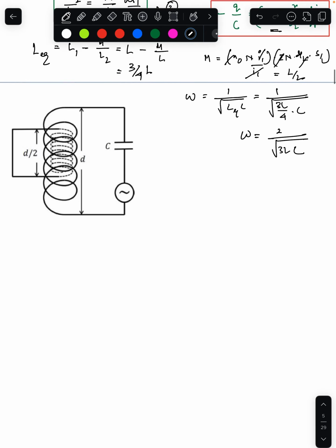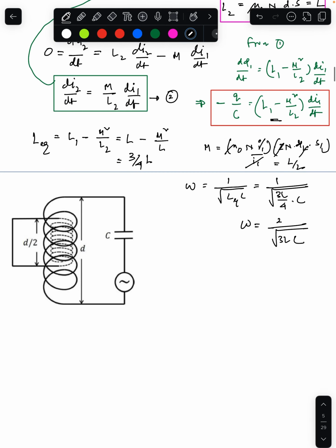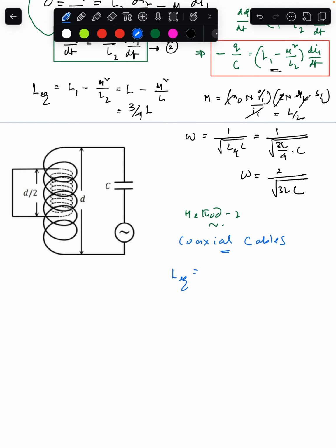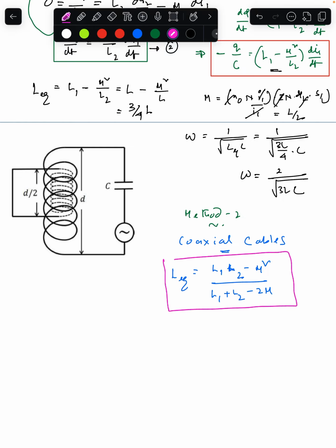Now there is another way of looking into the same question. How can I cut it short? So now we are going for method 2. Method 2 is directly we will employ this. So for two coaxial cables, L equivalent, you can directly use the formula, that is equal to L1 into L2 minus m square divided by L1 plus L2 minus 2m. Very useful formula, and if you use this formula, this question will be really cut short.